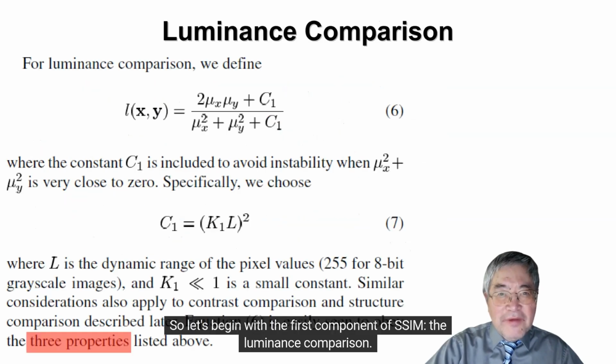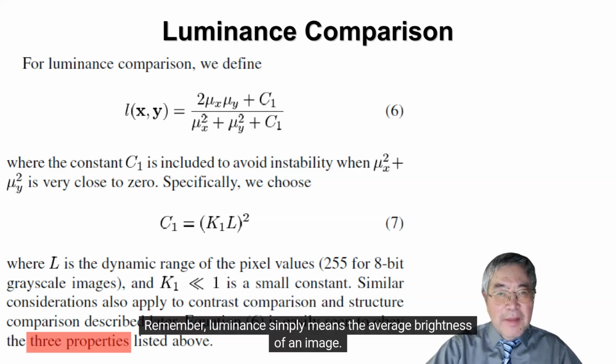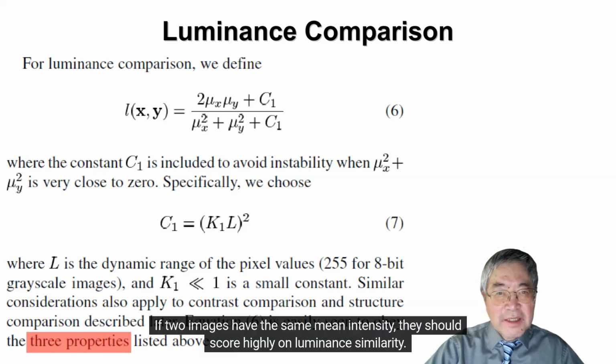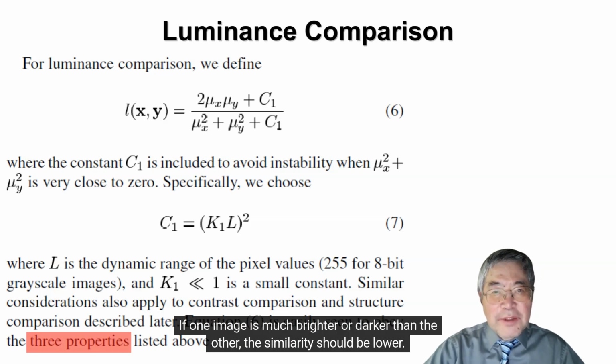So let's begin with the first component of SSIM, the luminance comparison. Remember, luminance simply means the average brightness of an image. If two images have the same mean intensity, they should score highly on luminance similarity. If one image is much brighter or darker than the other, the similarity should be lower.